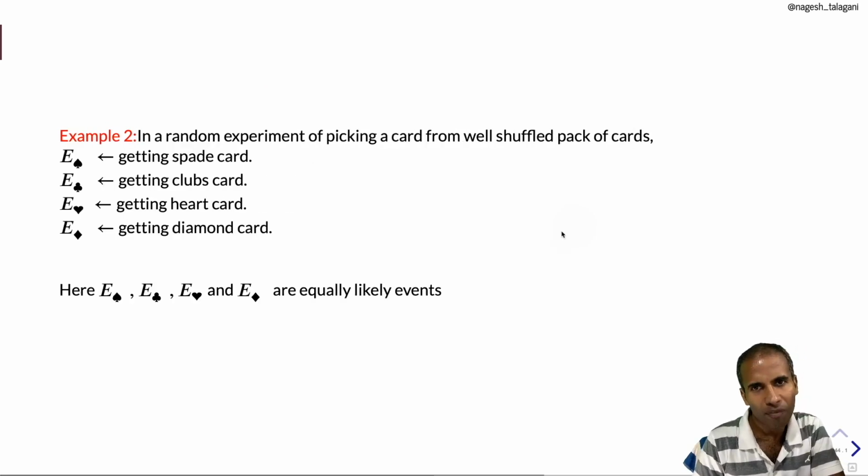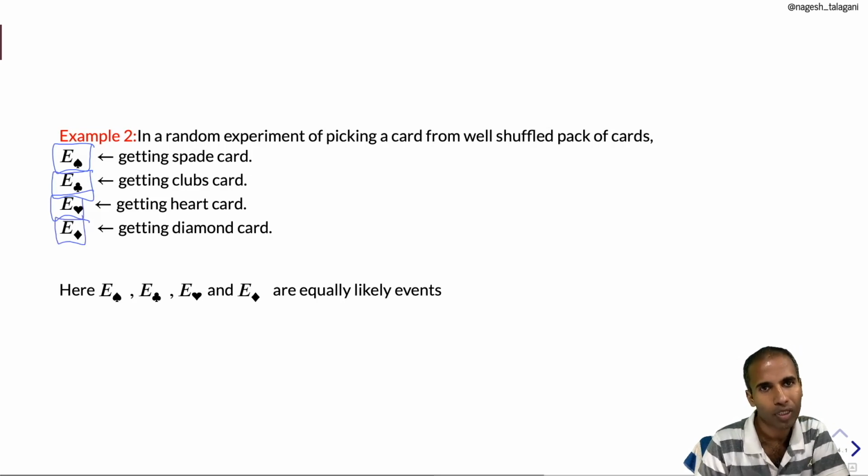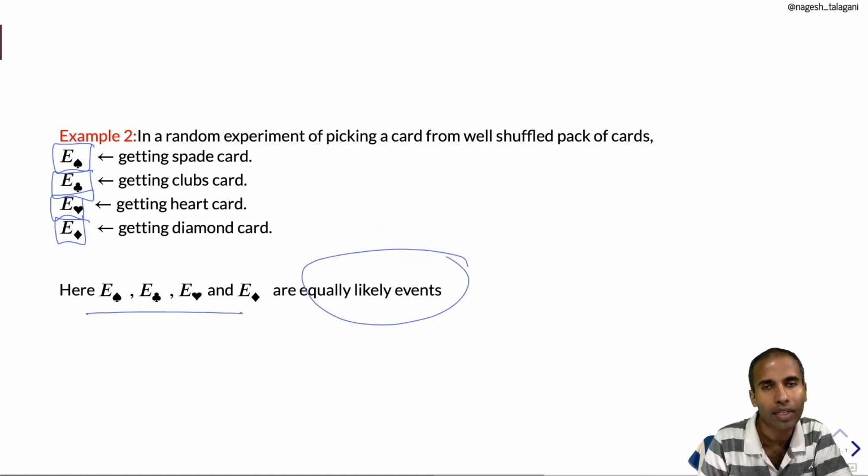In a random experiment of picking a card from a well-shuffled pack of 52 cards, these are the 4 events I am going to consider. E spade is the event of getting a spade card. E club is the event of getting a club card. E heart is the event of getting a heart card. E diamond is the event of getting a diamond card. One can easily verify that they form a partition for the whole sample space omega, and each event consists of 13 cards. So we can't prefer one event over another, so it is reasonable to assume that each event has the same probability of occurrence. So we want to say these 4 events are equally likely events.